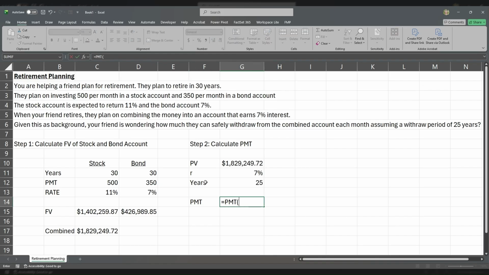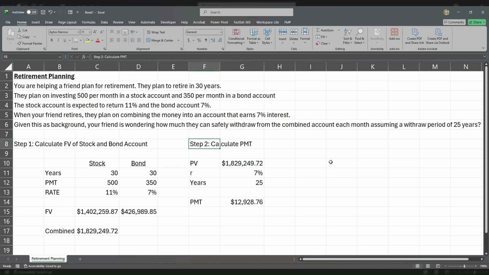So equals PMT. I have rate, and I'm not going to make the mistake again. I'm going to divide that by 12 because they're going to be withdrawing monthly. The number of periods will be 25 times 12, and the present value is going to be 1.8 million. So basically, they can withdraw $12,928 per month for 25 years if they have a present value of 1.8 million in 30 years from now.